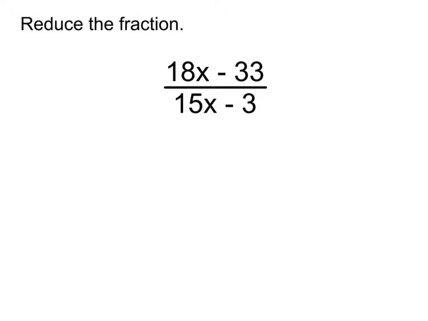So in this case, when I look at all 4 terms, again I have to look at all 4 of them, I can divide everything on top and bottom by 3. And so that's what I end up doing. So that gives me 6x minus 11 over, now this is the part that can be tricky if we aren't really careful, 5x minus 1. Make sure you have that minus 1 in there because 3 divided by 3 is 1.